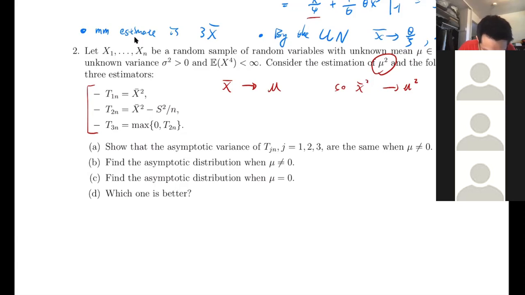And for T2n, S bar squared will converge to mu squared, and S squared will converge to sigma squared. So this one will converge to this, which is mu squared. Okay. And T3n is also the same.